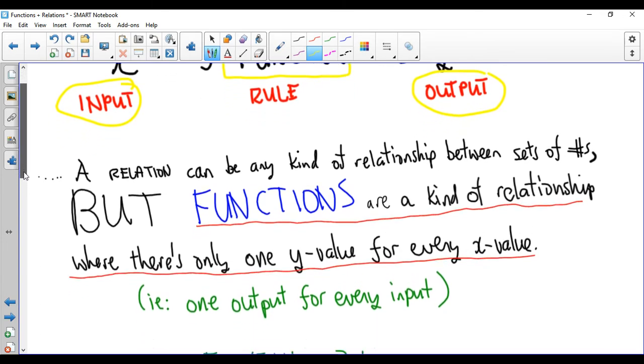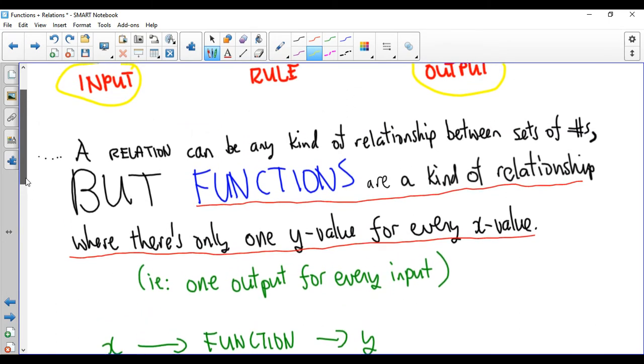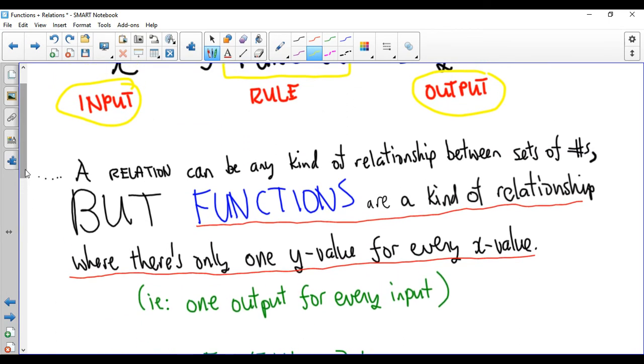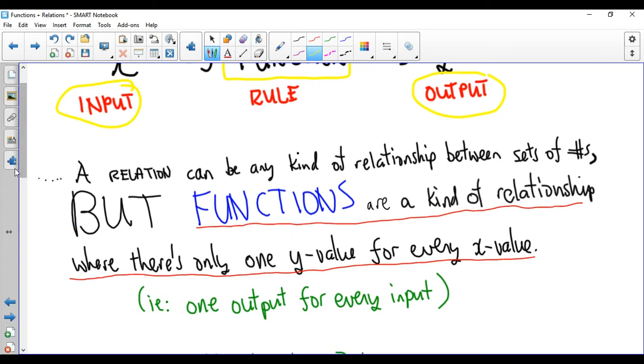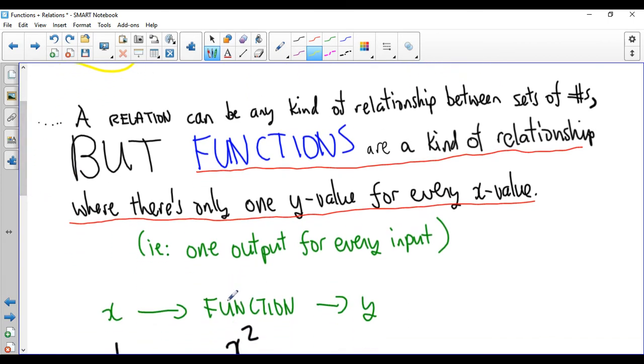So here's one of our first formal definitions, where we're starting to shift from a relation to a new term, function. A relation can be any kind of relationship between sets of numbers. But functions are a kind of relationship where there's only one y value for every x value. So what that means is that for every input, there's only one output.